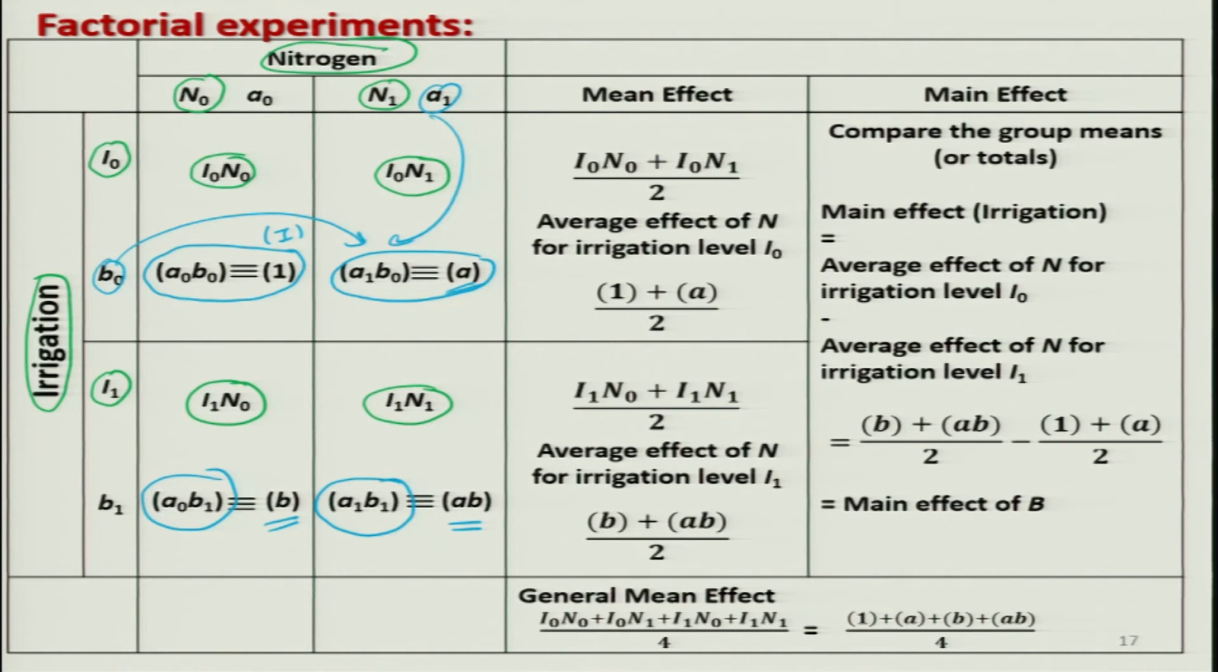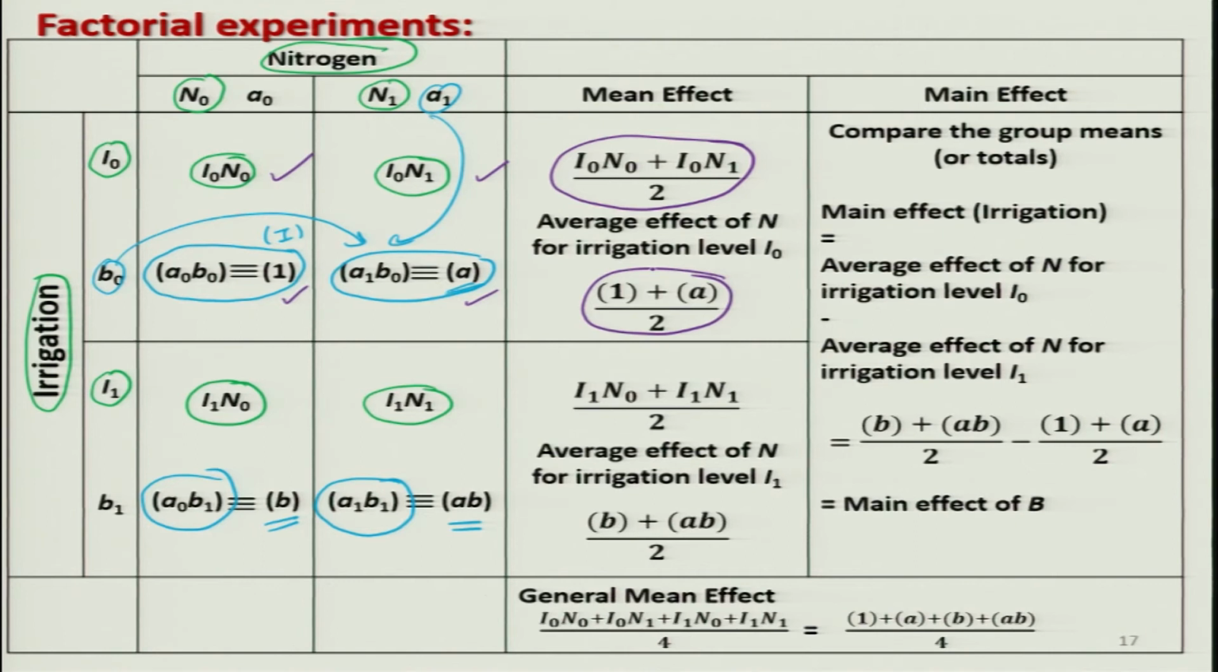Now, we have here 4 observations. Now, I try to use these observations and draw different types of conclusions. How? That is what you have to understand. In case you consider this and this, that is I0 N0 and I0 N1, and try to find their arithmetic mean, that is equivalent to writing 1 and A as 1 plus A upon 2.